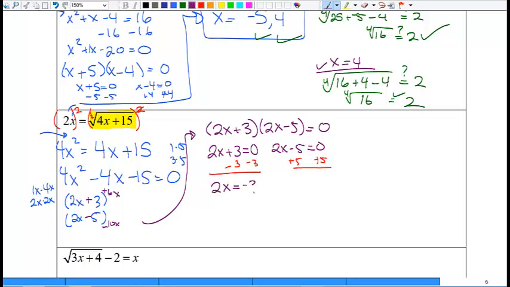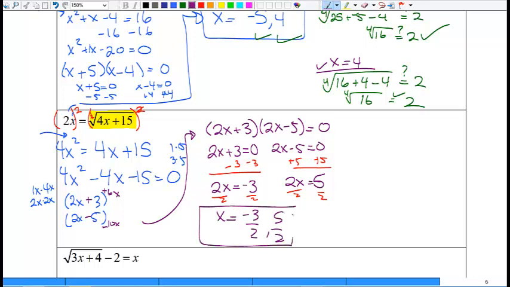2x is equal to negative 3. 2x equals positive 5 on the other one. And then divide everything by 2. So that gets me x is equal to negative 3 halves and positive 5 halves as my two potential answers. Still got to check them, don't I? So let's do the check over here. Let's check x is equal to negative 3 halves first.